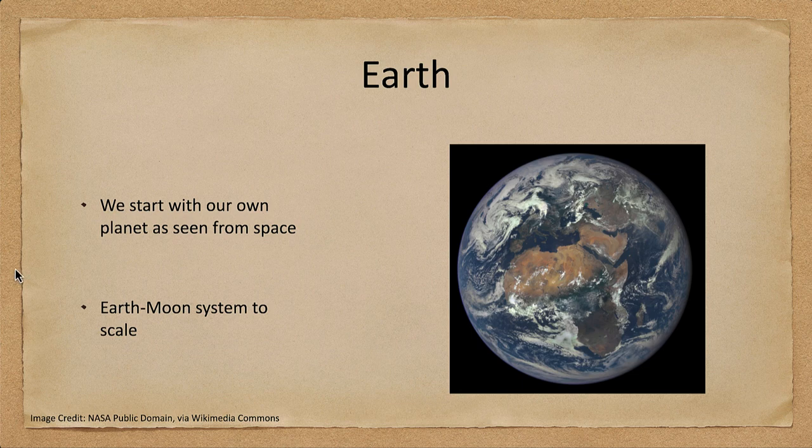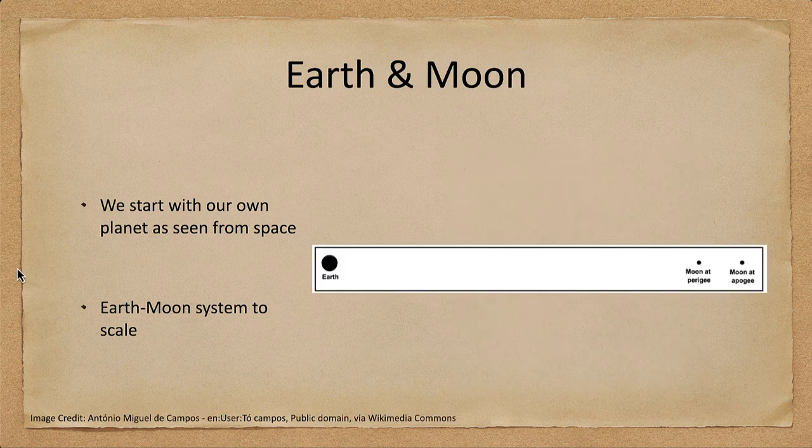Now, if we want to move a little further out, we see our Earth-Moon system. This is to scale. So if we size the Earth down to what is shown here, then the Moon would be this size, about a quarter the size of the Earth, and it would be this far away at perigee. Perigee is when it's closest, and this far away at apogee, when it's furthest from Earth. So we have a range of distance here.